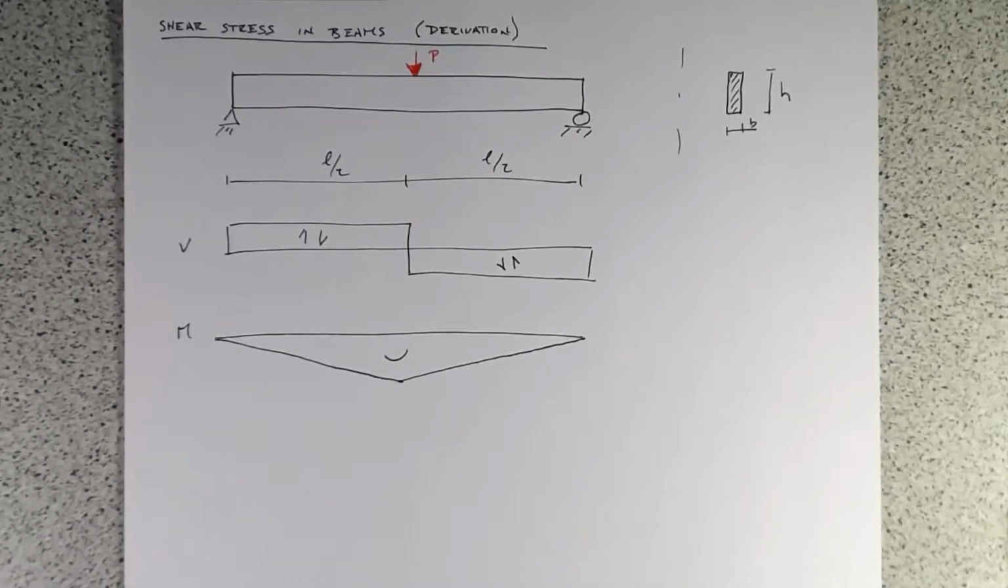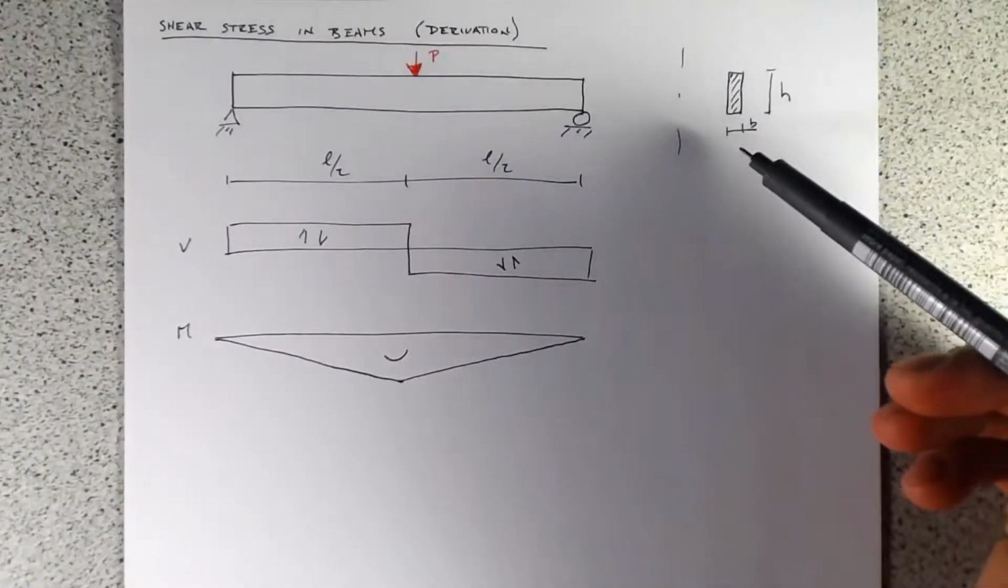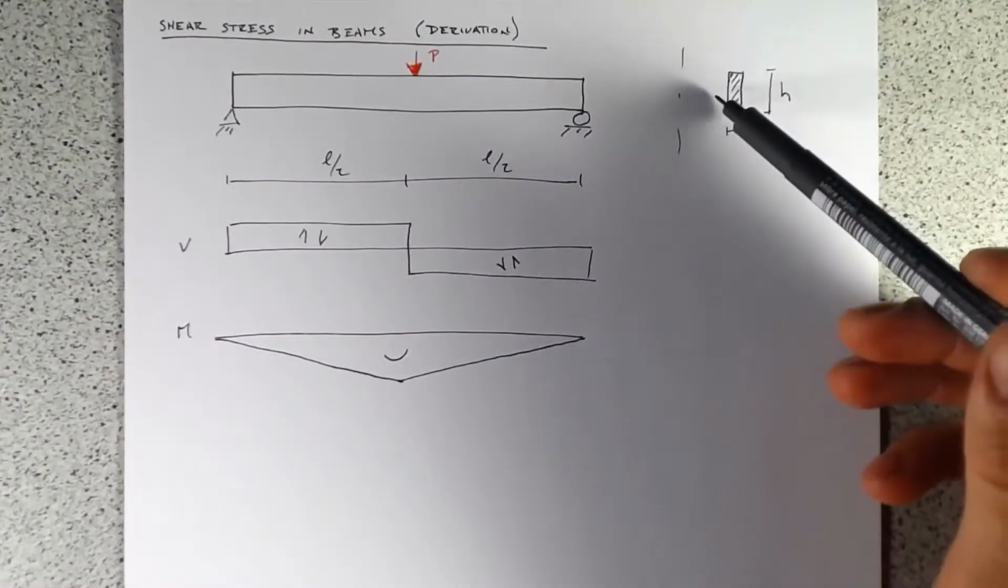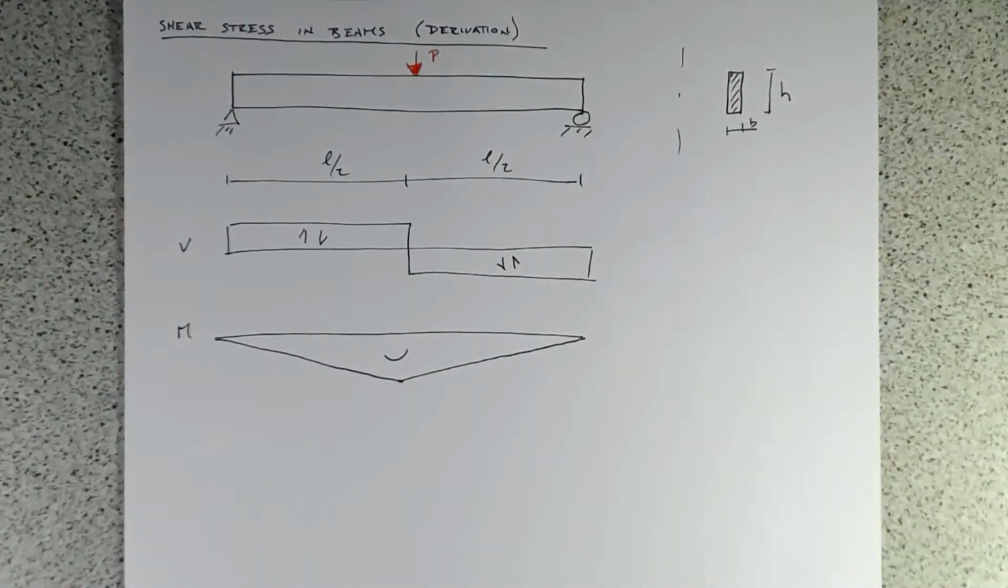And so remember from our previous video, what we did is we looked at sort of an intuitive feel of what that distribution would be, and we found out that at the top and the bottom of the section it has to be 0, and right at the neutral axis we're going to have our maximum shear stress. So with this video, we're going to put some numbers to that and try to prove it.